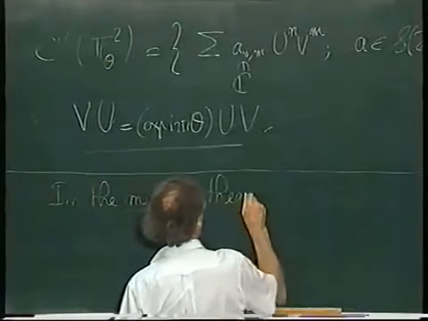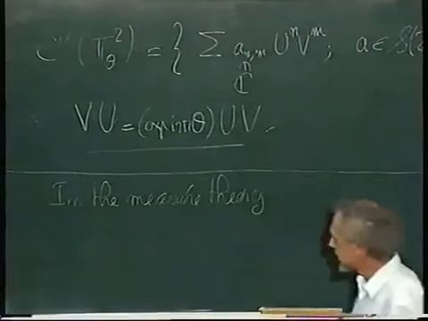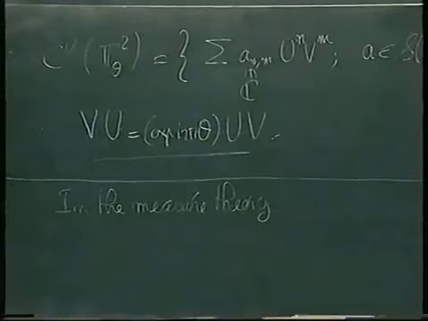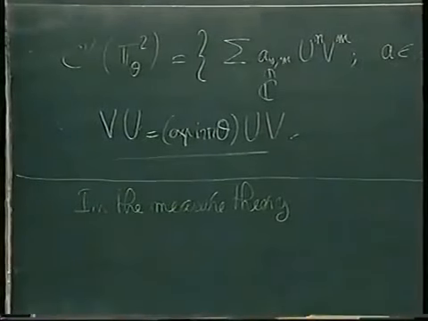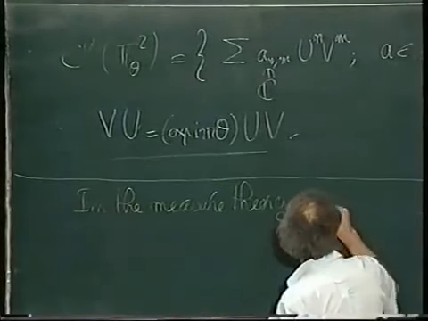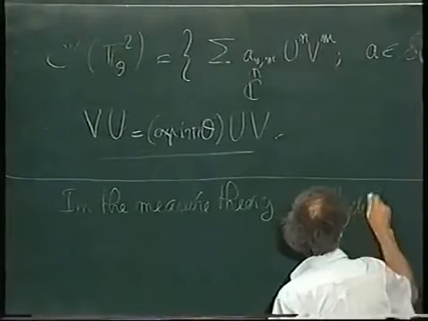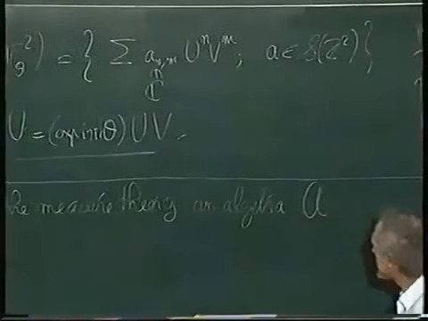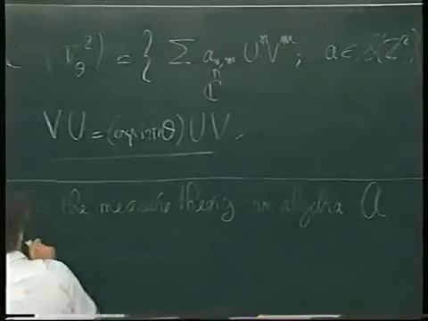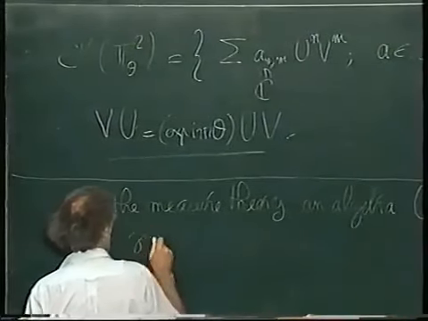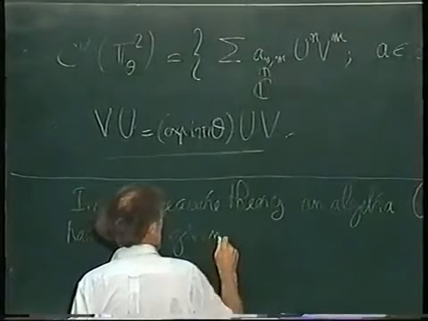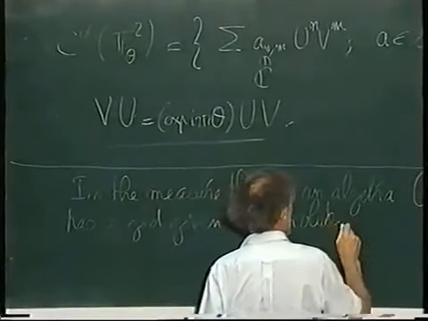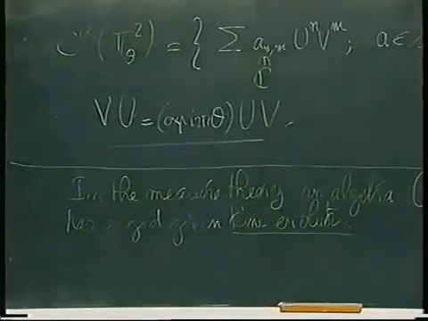it's only a certain kind of algebra which is considered, because you are not allowed to say what is a continuous function. You are only allowed to say what is a measurable function. So in measure theory, an algebra, a certain kind of algebra called weakly closed and so on, an algebra A has a God-given time evolution. So it moves. I mean, it rotates. It's a very strange thing.